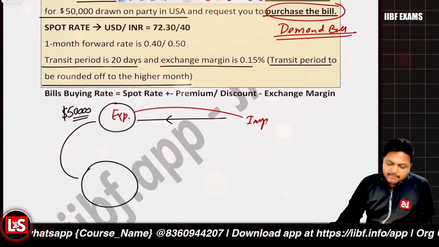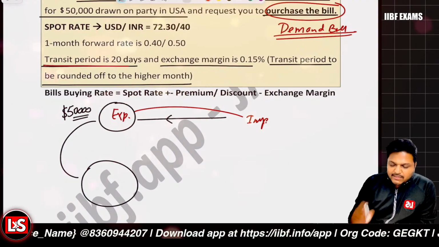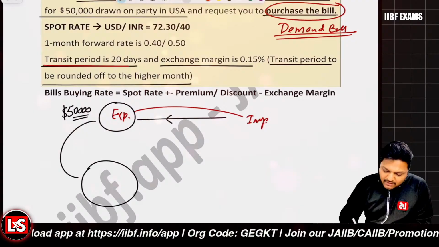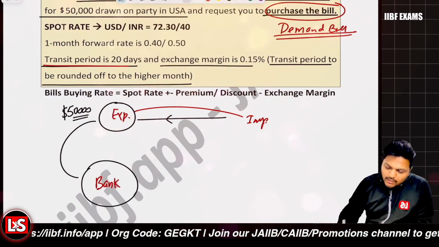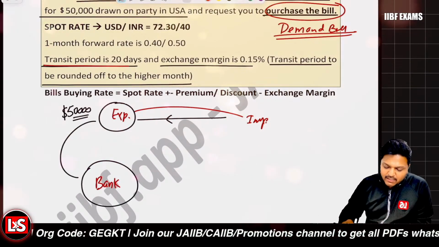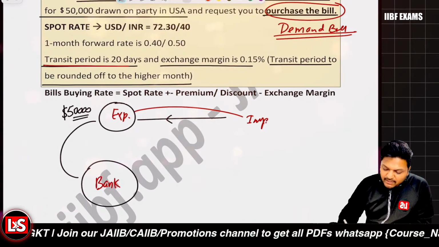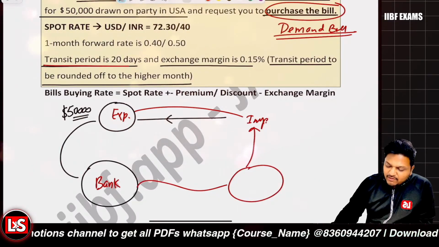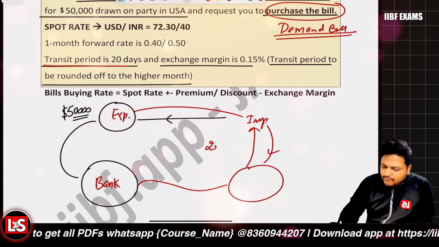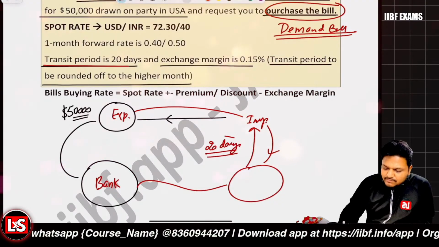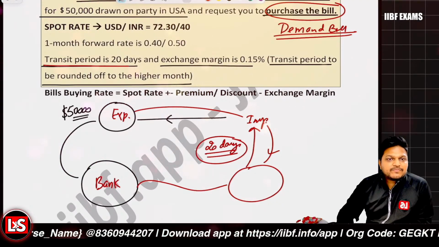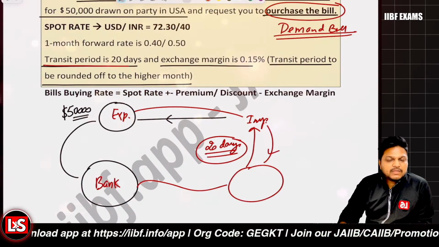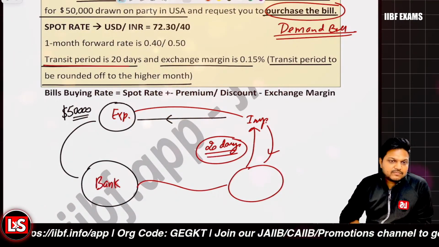Okay. And the transit period is given to be 20 days. Means it will take at least 20 days. When the bank will be purchasing the bill, we know now it's purchasing of bill, that's a demand bill, right? The bank will be forwarding the documents through its correspondent bank to the importer and will be getting the response. It's a time period of 20 days. It's going to take at least that. So that's a transit period. So definitely there is a delay. The transaction is not going to be settled on the same day.